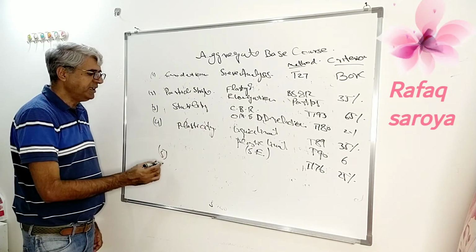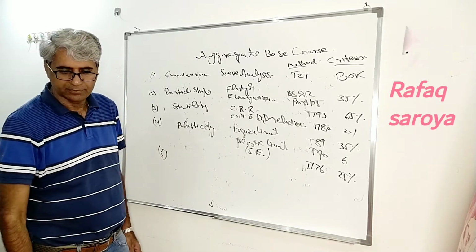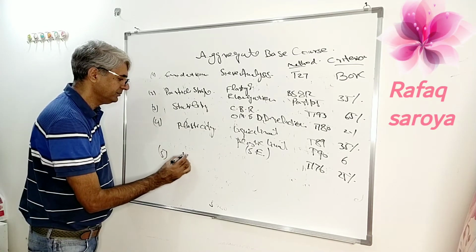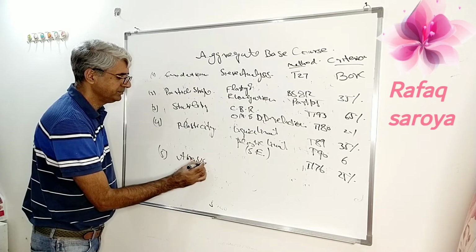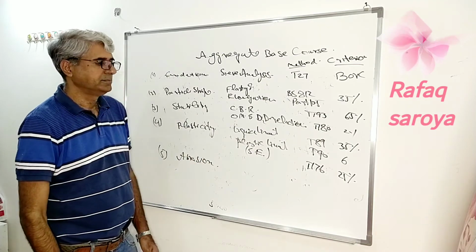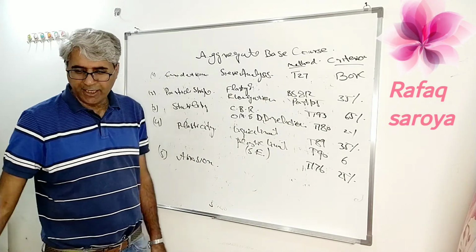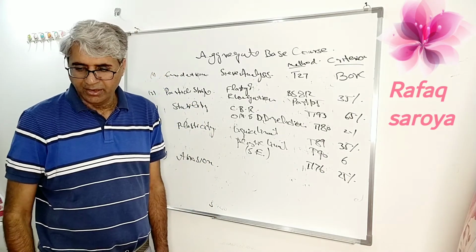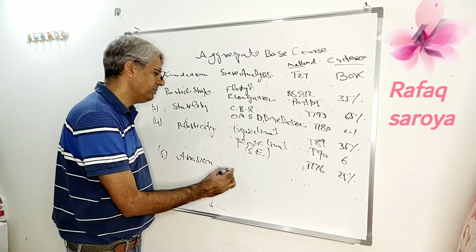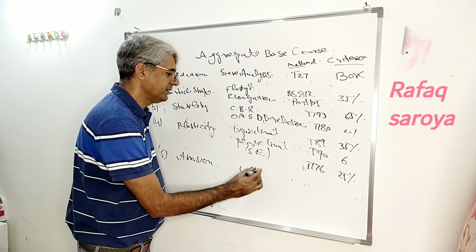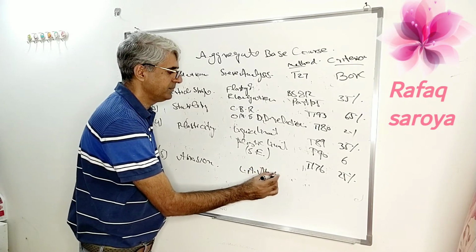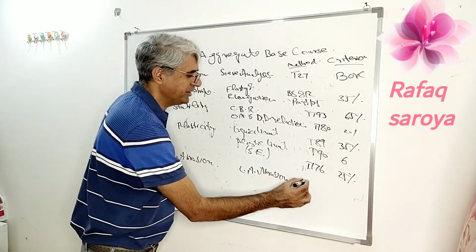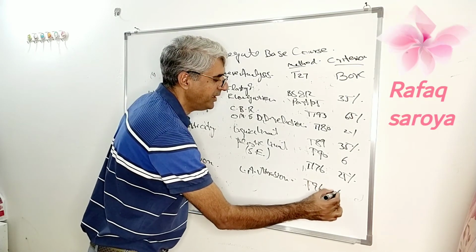The fifth property, abrasion. In this abrasion, we are using the Los Angeles abrasion, T96 method, and its value is 40%.